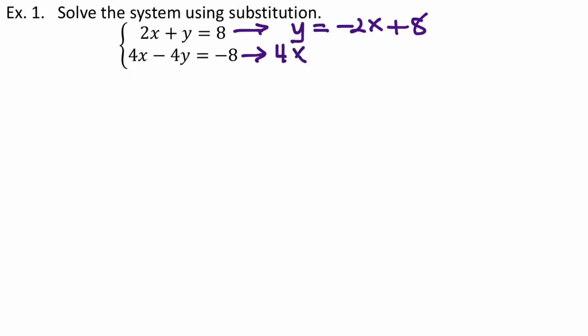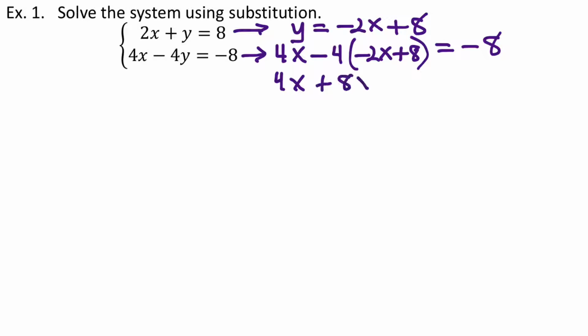So I have 4x minus 4 times (negative 2x plus 8) is equal to negative 8. If I simplify that equation, I'll get 4x plus 8x minus 32 is equal to negative 8, or 12x. If I add 32 to the other side, I'll get 24, and then I divide both sides by 12, I'll get x is equal to 2.